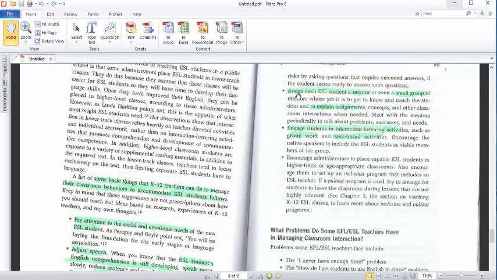Here we have another point: assign each ESL student to monitor small groups, making small groups in order to explain assignments. The other point is about engaging students in interaction, fostering activities in group work, such as task-based activities. Okay, thank you.